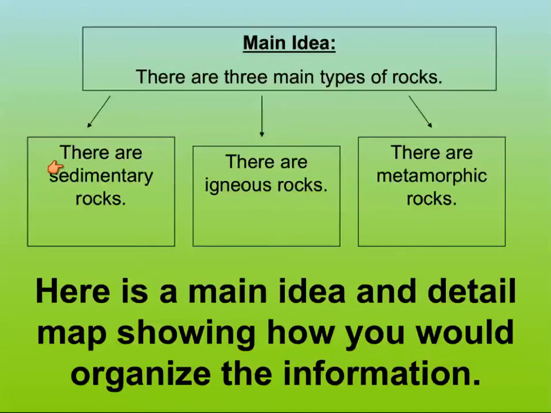All right, so this just says here's a main idea and detail map showing how you would organize the information. So you could use this map to write a paragraph. Here could be your main idea, your first sentence. Here could be your second, third, and fourth sentence. And then you might have a concluding sentence or more information about each type. But that's a good graphic organizer to use.